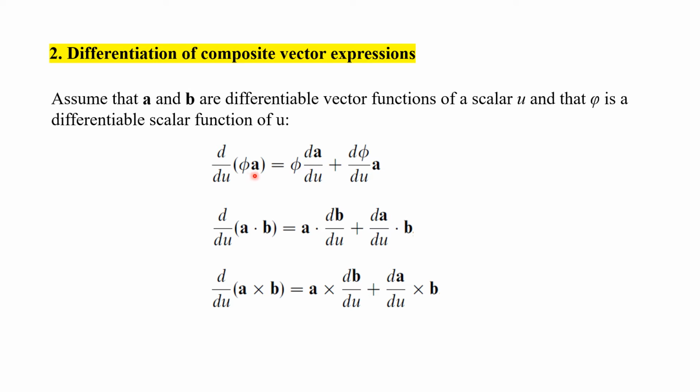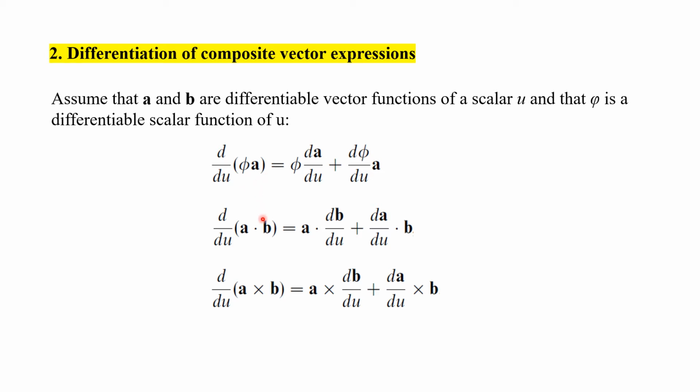Again, your phi is a differentiable scalar function of u. So this is just a scalar function, your phi. And we take the derivative of this one with respect to u. So you have d over du of phi times A. The derivative of this one is just phi times dA over du, the derivative of your vector, plus d phi over du, the derivative of your scalar function, times A. So this is the derivative of your phi times A.